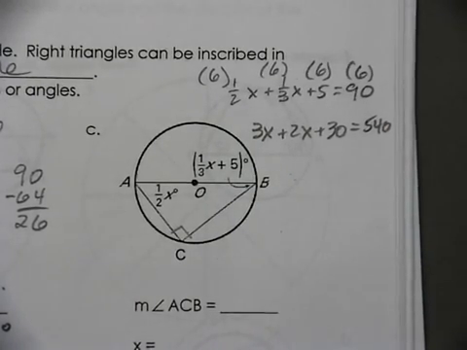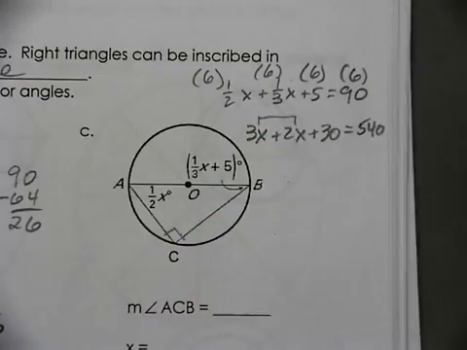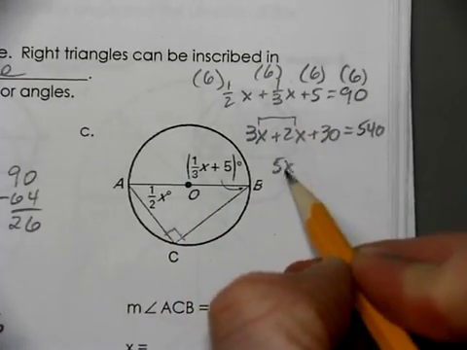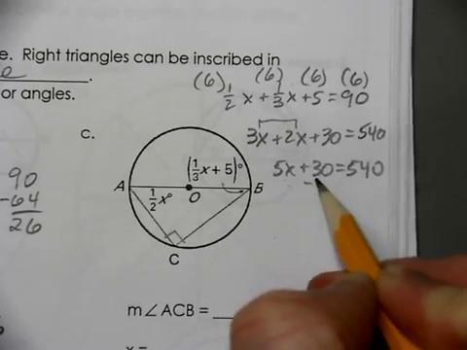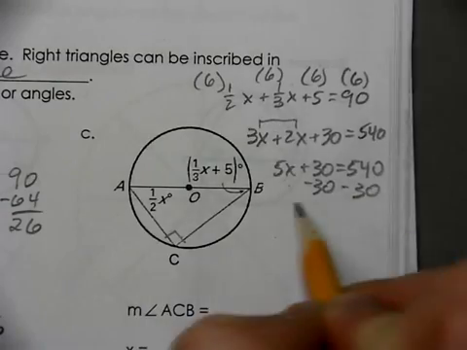Now notice we got rid of our fractions. No denominators involved with this. So we have 5x plus our 30, that equals 540. Subtract the 30.